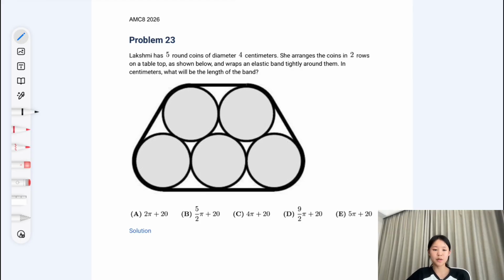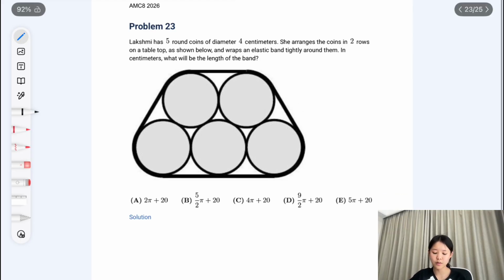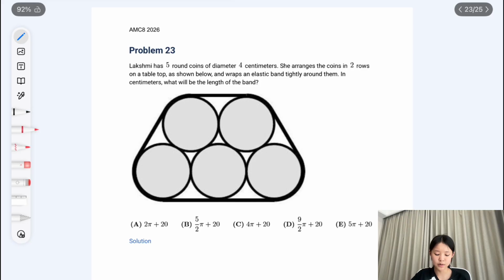Okay, problem 23. There are 5 round coins of diameter 4 centimeters. She arranges the coins in 2 rows on a tabletop as shown below and wraps an elastic band tightly around them. In centimeters, what would the length of the band be?